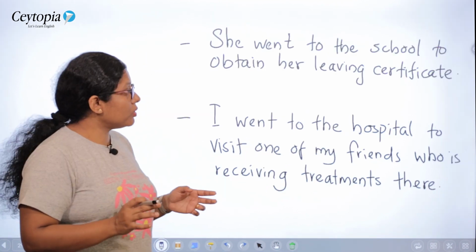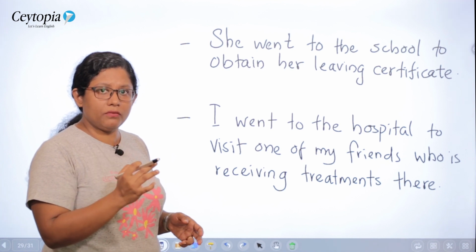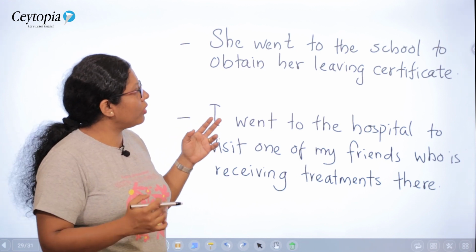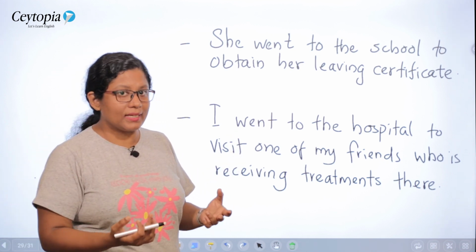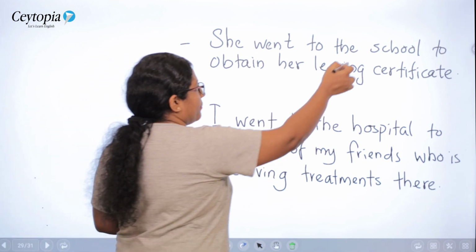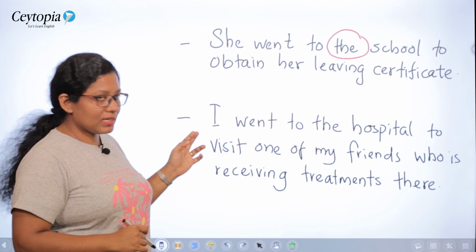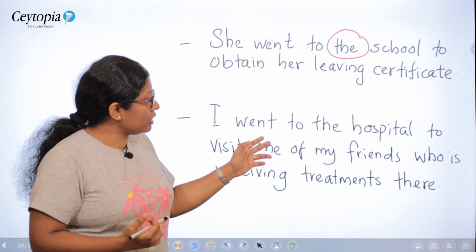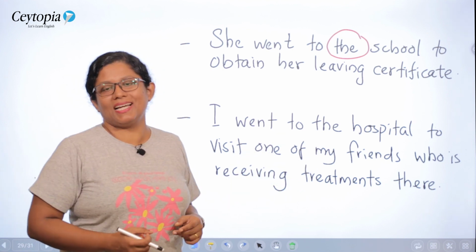What are they? Suppose you are going to the school this time for a different reason. For a reason which is not general for any other person. For in this case, you are going to the school to obtain your leaving certificate. You usually go to school to learn, but in this case, you go for a different reason. Therefore, we use the. She went to the school to obtain her leaving certificate. Second example, I went to the hospital not because I am sick. I went to the hospital to visit one of my friends who is receiving treatments there.